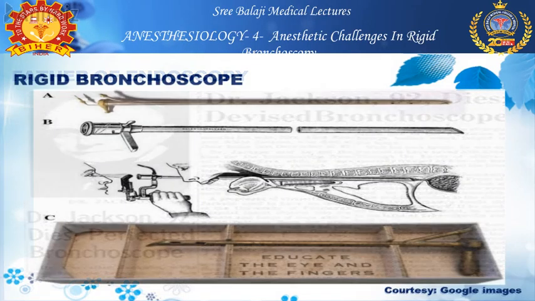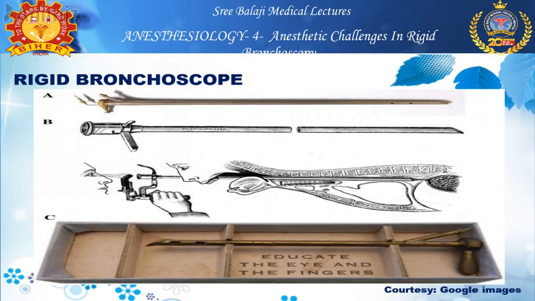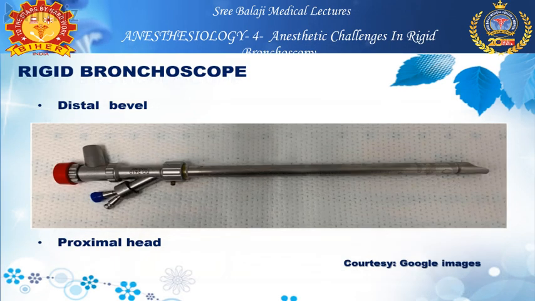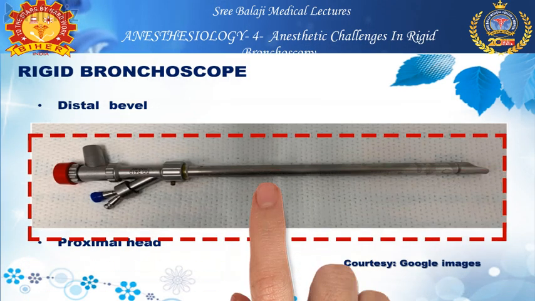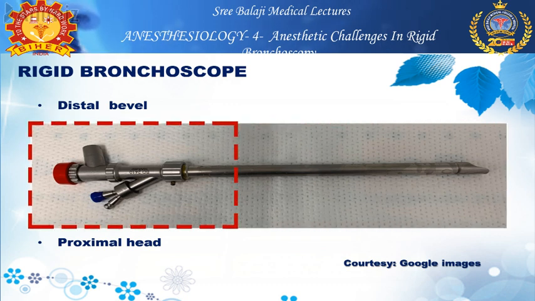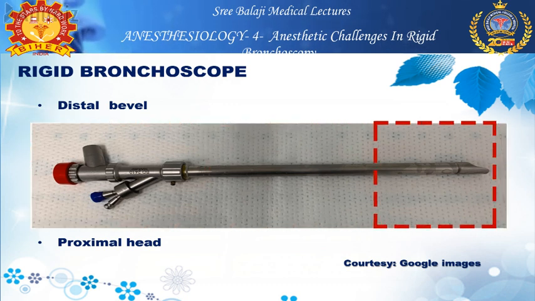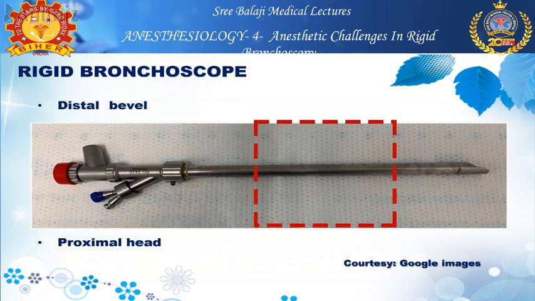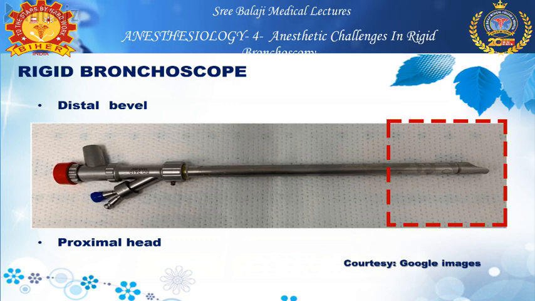So this picture shows us the rigid bronchoscope which was used in olden times. In the same picture, you can see the proximal end as well as the distal end. This picture shows the rigid bronchoscopes which are used in modern days. You can see a proximal portion as well as a distal portion. The proximal portion is called the head and it has 3 orifices, whereas the distal portion has a bevel.